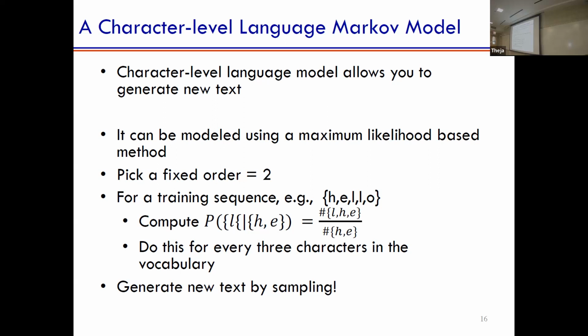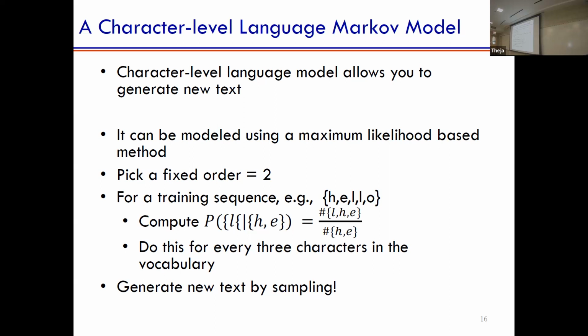But you could say order 1 would be: what is the probability of E given H, what is the probability of L given E, the probability of L given L, and so on. That would be order 1. Those are what we compute. So the training or the estimation of the model is just these conditional probabilities. The probability of L given HE is just the number of times HEL occurs divided by the number of times HE occurs. So it's just count and normalize, again the same thing as naive Bayes. And if you have this, now basically what you have is all sorts of conditional probabilities like this.